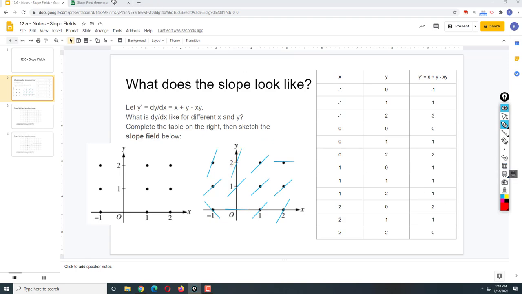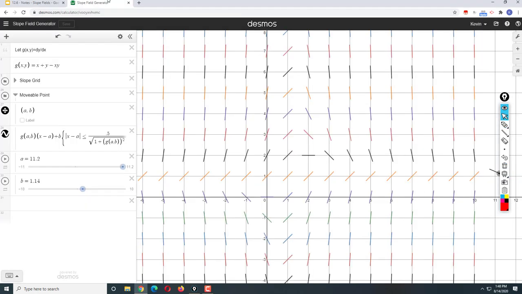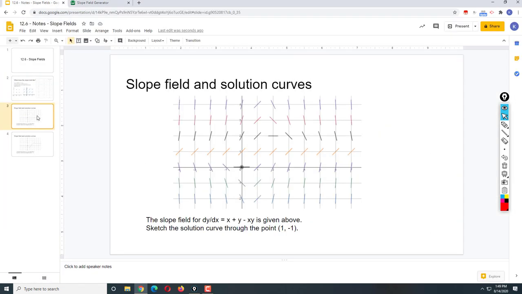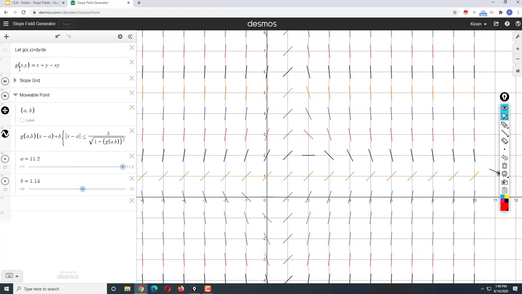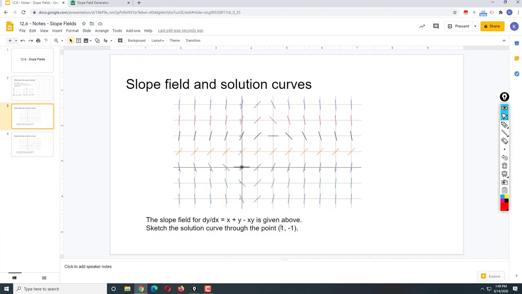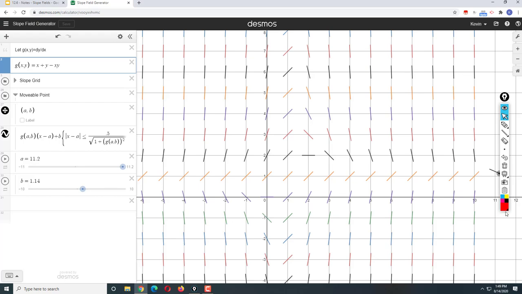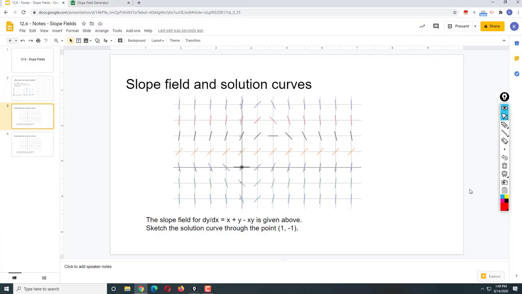Now it's easier with a larger slope field, so here we go to Desmos. Here we have the slope field for the same function, but it's much larger. We want to sketch the solution curve through the point 1, negative 1. So let's say that we know that this differential equation is true: dy over dx is x plus y minus xy. We also know that 1, negative 1 is a solution. So we start here, 1, negative 1.